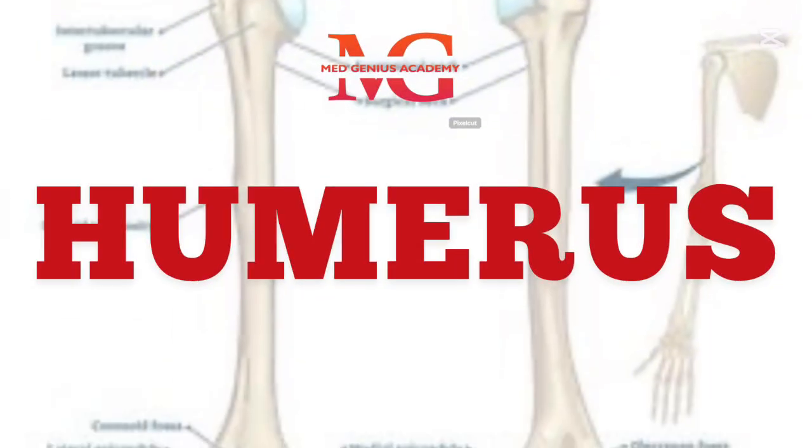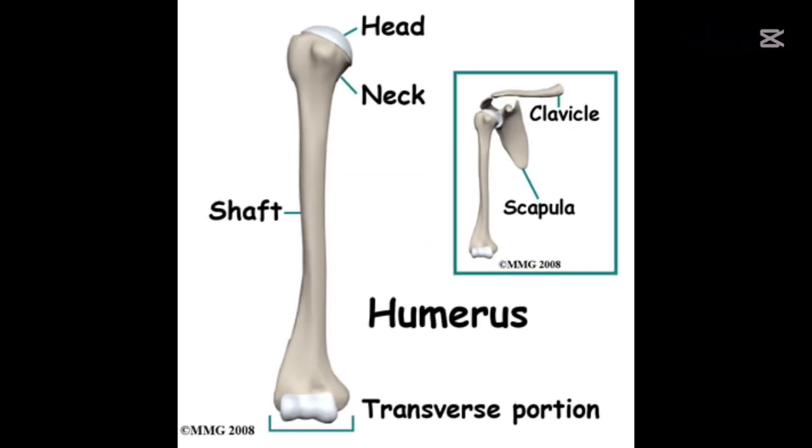So welcome guys to another series on the bones of the upper limb. We have talked about the clavicle, we have talked about the scapula, so now we are talking about the humerus. So what is the humerus? You are seeing it on your screen, very important. The humerus is a long bone.